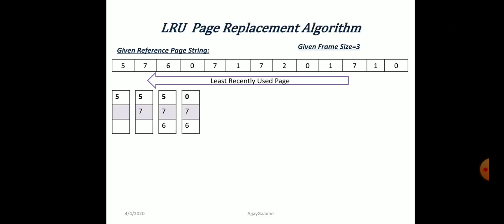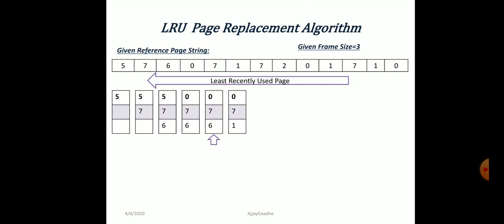Next requested page is 7. 7 is already present in the frame, it is a page hit. Next is 1, it is not there in the frame. So out of 0 7 6, 7 and 0 are recently used, 6 is comparatively older, or you can say not used recently, so 6 is to be replaced. I hope this is clear to all of you. So 1 replaces 6.